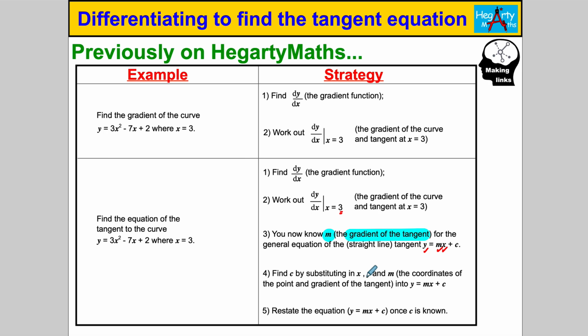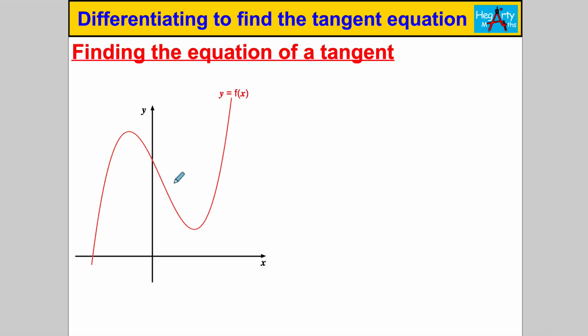Now that was all very wordy. Let's go through a picture of why this works. Imagine your objective is to find the equation of a tangent on this curve. So what you've probably been told is an x value, and you want to find the equation of the tangent at x is 3. So you'll know that this point here has coordinates 3, f of 3. You put 3 into the function to find the y value. And our objective is to find the equation of this tangent in the form y equals mx plus c.